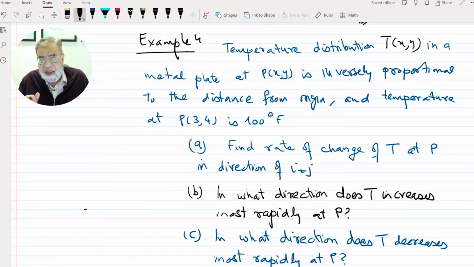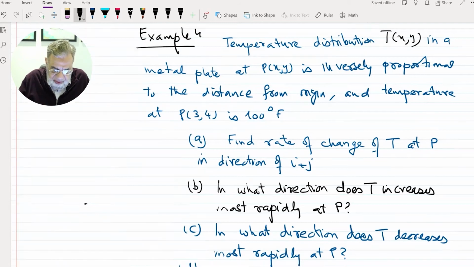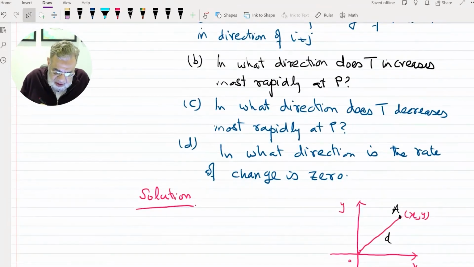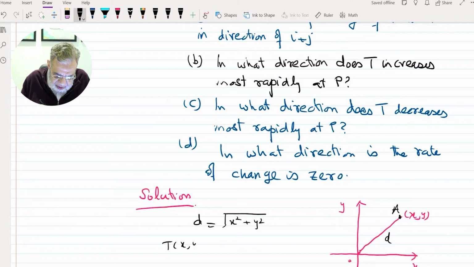The next steps are the same as when we are given the function, and we can find the directional derivative, rate of change, increasing most rapidly, decreasing most rapidly. So that's the same as we did in the last example. Here the trick is that we have to formulate the function. So I have here the distance d from the origin is equal to the root of x squared plus y squared. Given to me, my function T(x, y) is inversely proportional to the distance from the origin.